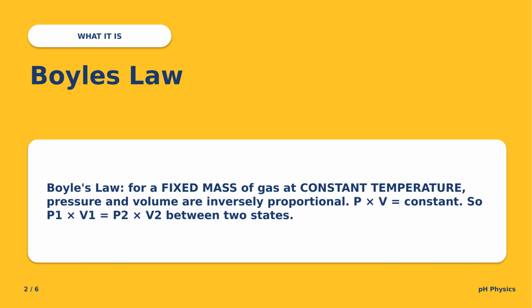Boyle's law. For a fixed mass of gas at constant temperature, pressure and volume are inversely proportional. P times V is a constant. So P1 times V1 equals P2 times V2 between two states.